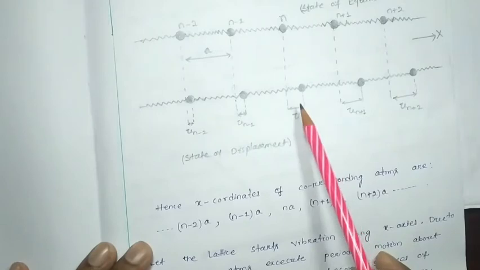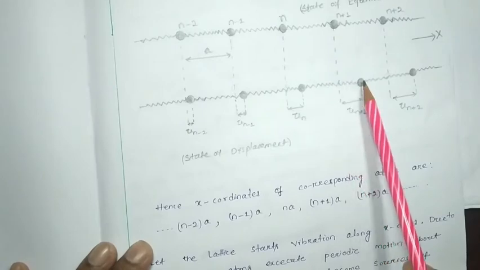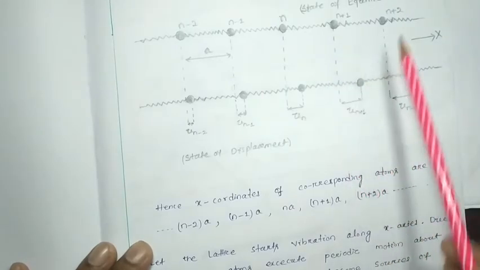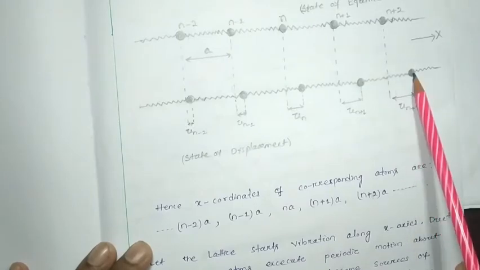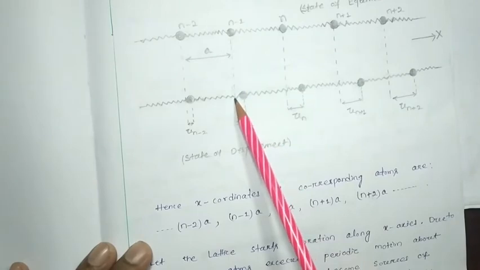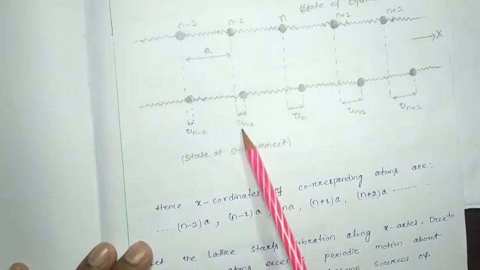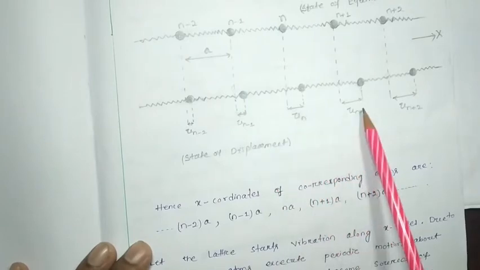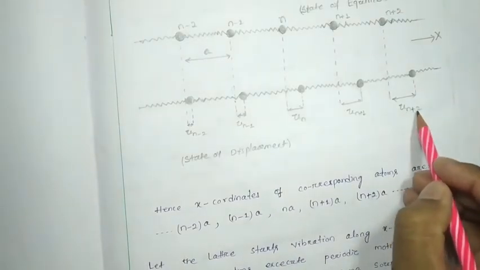So at a particular instant of time, suppose this atom is displaced this distance, this atom has been displaced this much distance from its equilibrium position, and this atom has been displaced this much distance from its equilibrium position. Likewise, this atom's equilibrium position will be here, and this atom is displaced this distance, that is represented by u_(n-1). These are the subscripts. u_n, n is subscript, u_(n+1), n plus 1 is also in subscript, and u_(n+2), n plus 2 also subscript.